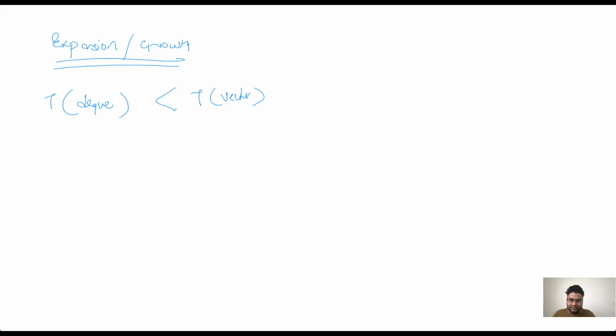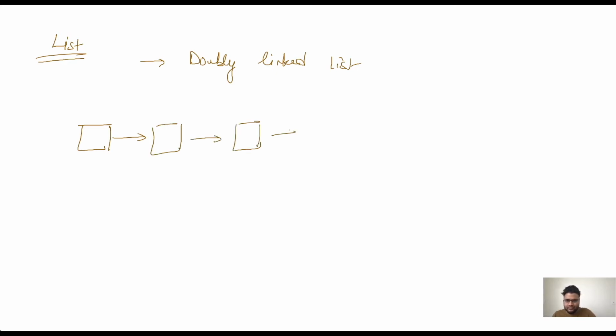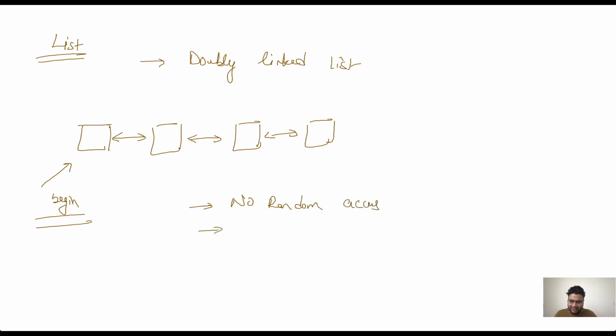Let's move on to the next container which we plan to discuss, which is list. Now list is very simple. The list generally resembles the implementation of a doubly linked list. So the elements would be more or less like this, with the arrows going both sides. This will begin here. So in list there will be no random access, since it's more like a linked list kind of implementation. That's basically one significant property.